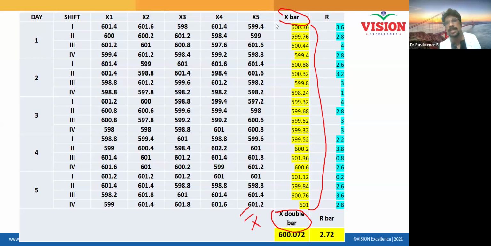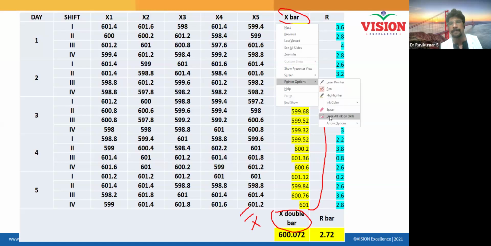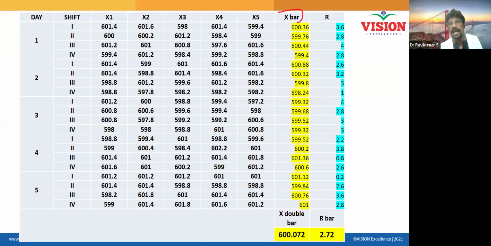Got it? See, guys, please listen. Let me repeat it once again. This is already the average, but this is not the average. This is the R, the range, the difference between the highest and lowest value in the particular sample. So we are going to add all these 20 averages and divide by 20. Then we will get the average of averages. That is why we call it X double bar.